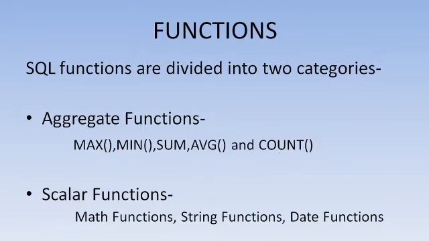Next one is scalar functions. These types of functions work with a single row at a time. These functions are very useful for string operations, math calculations and so on. The basic difference between these two functions is that scalar functions work with single rows and aggregate functions work with multiple rows.